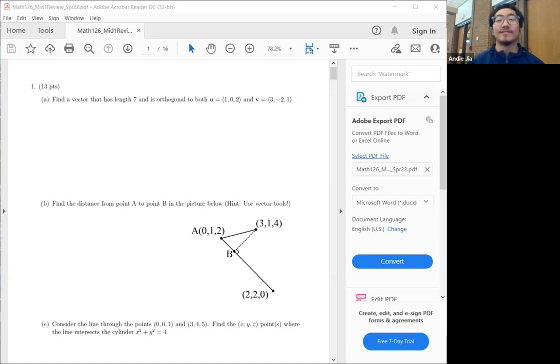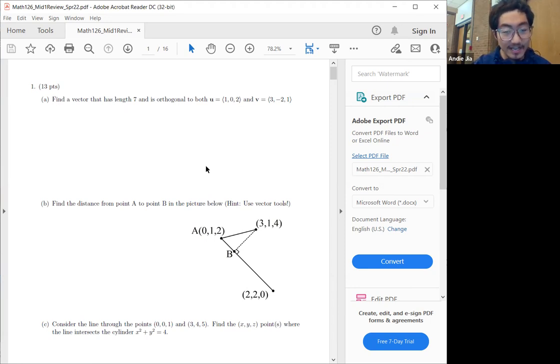Okay, let's talk about the main topic today: the midterm one review. We are covering the entire chapter 12 and the first half of chapter 13 on the first midterm. Chapter 12 is mainly about vectors and vector operations, like the dot and cross product, and how to recognize 3D shapes just based on the expression, like a cylinder, ellipse, sphere, or anything else. Let's take a look at the sample problem.